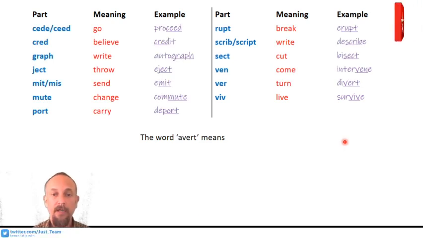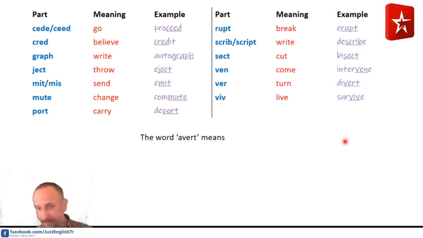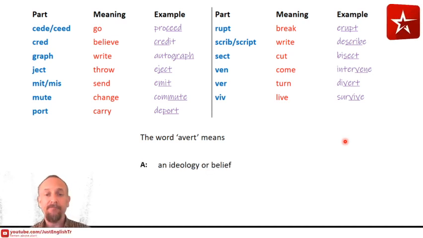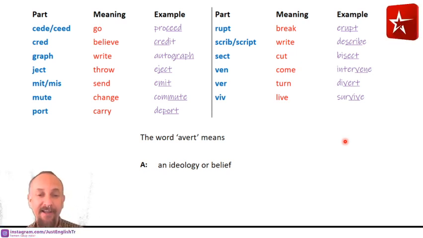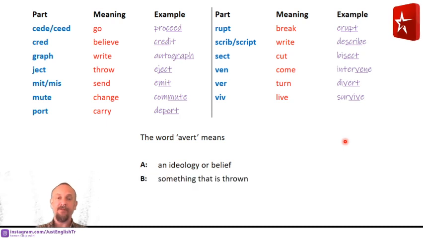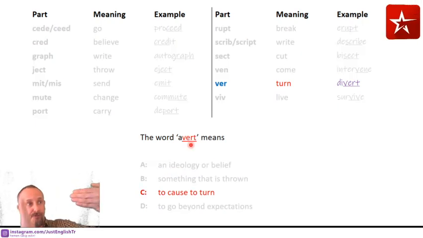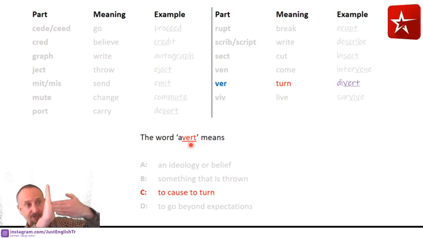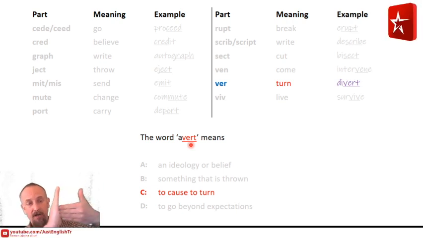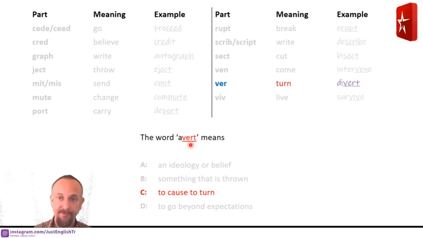Okay, so the word avert. Sorry, I forgot to drink my water. So we have A, an ideology or a belief. We have B, something that is thrown. Berkan, welcome to the class, man. Nice to see you here. We have C, you turn something away and stop that dangerous situation, and you change its direction. You are averting it, avoiding it, quite basically.